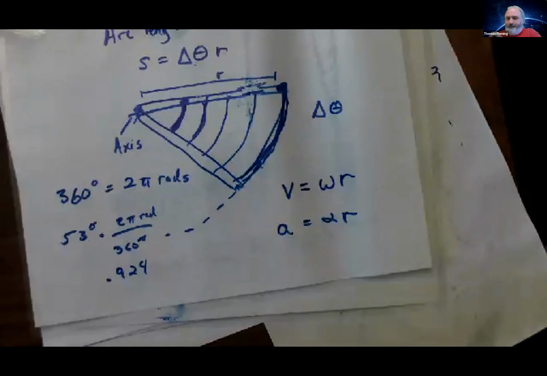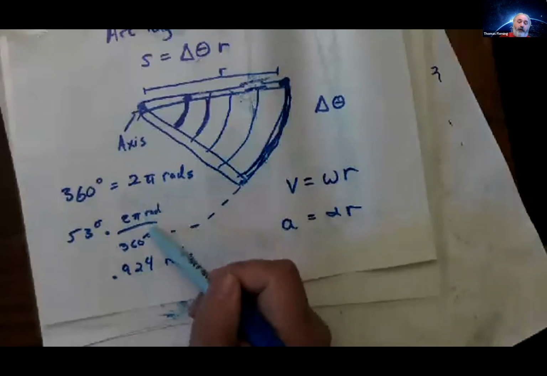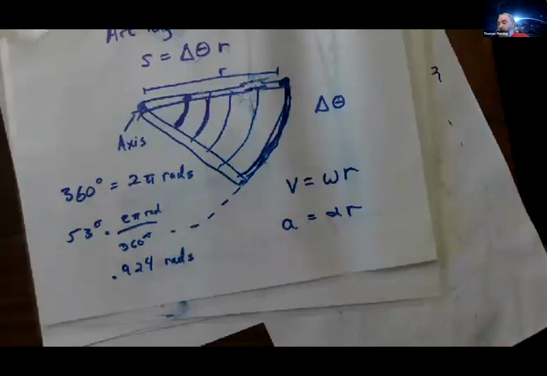So when you want to convert from radians to degrees, that's the way you'll do it. If you wanted to convert from radians back to degrees, you would just reverse this ratio. So other than that, I think we've got a pretty good handle on rotational kinematics. We'll look at rotational dynamics when we get back to it, and I will see you guys tomorrow.